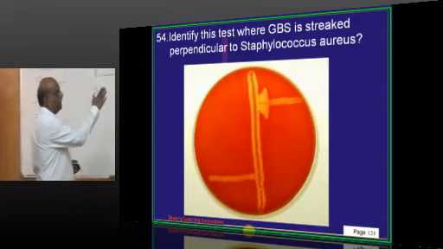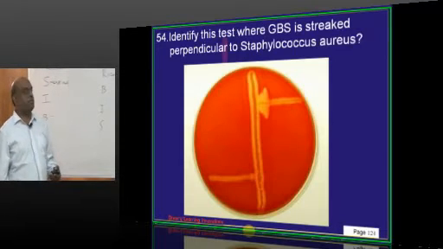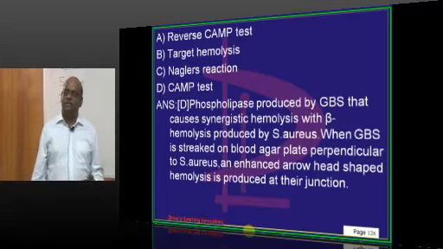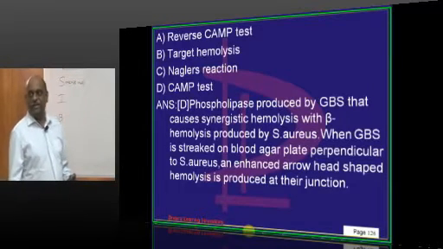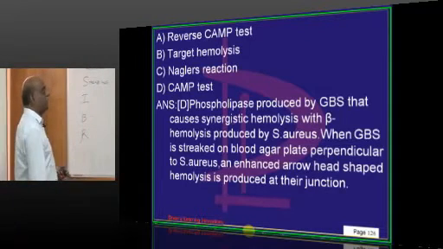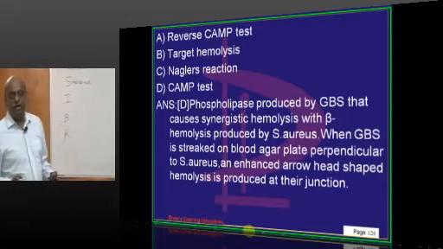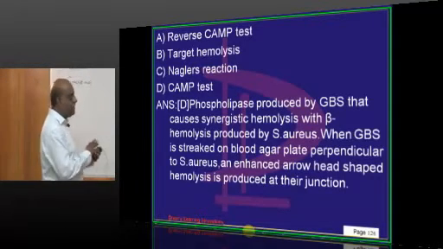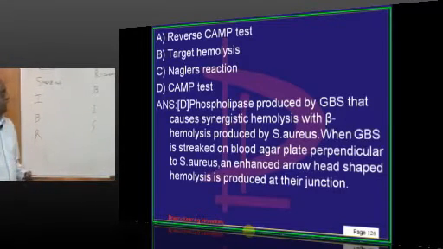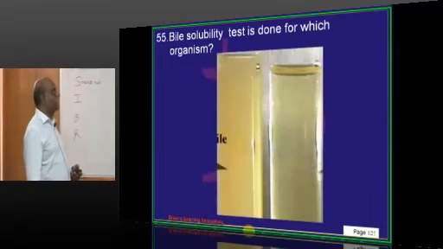Now a GBS is being streaked perpendicular to Staphylococcus aureus. What is this test called as? Christie-Atkins-Munch-Petersen test, CAMP test it is called as. So the phospholipase which is produced by the GBS causes a synergistic hemolysis with the beta hemolysis caused by Staphylococcus aureus, is typically called the CAMP test, is what you need to basically understand.